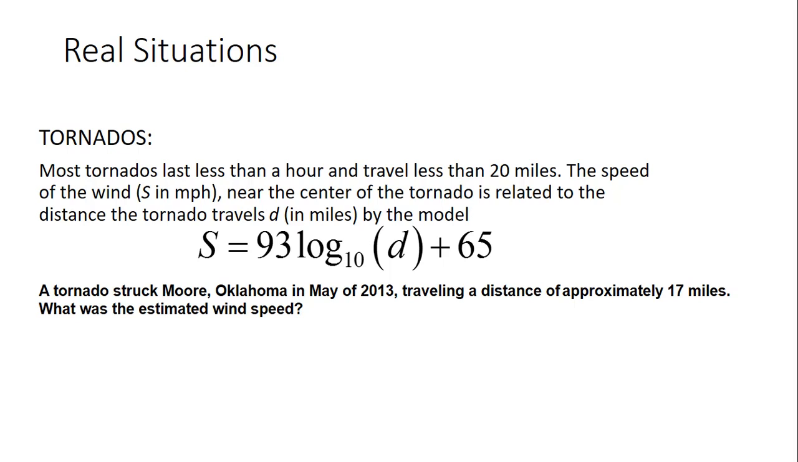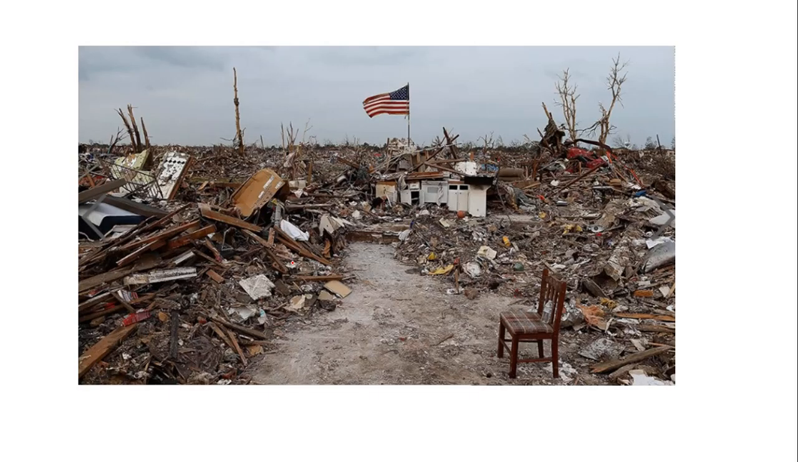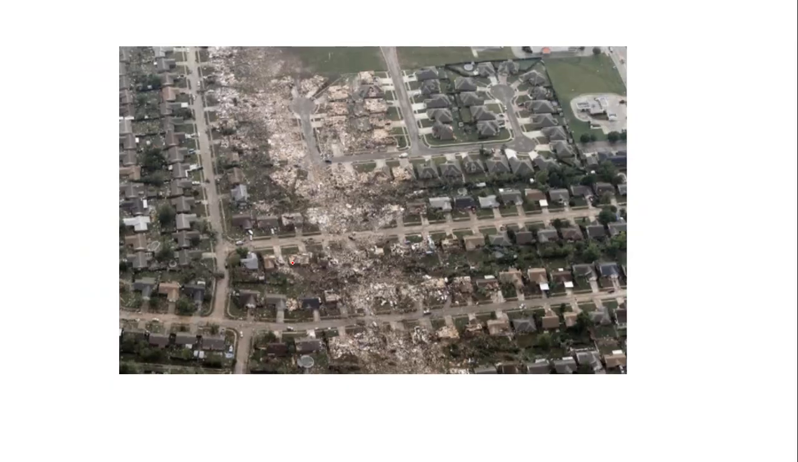Well, ultimately what we'd want to do is take that 17 miles and plug it in for D, right? And we would get a value of 179.43. So that was the estimated wind speed. So notice, guys, the kind of problems that we can solve when we have equations with logs in them. Here are a couple of examples of the destruction from that Moore, Oklahoma tornado.